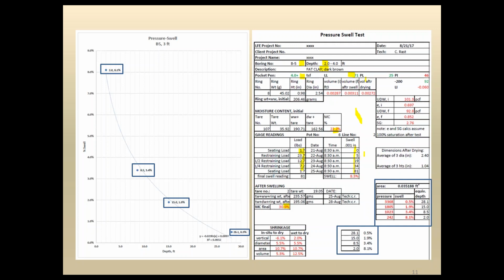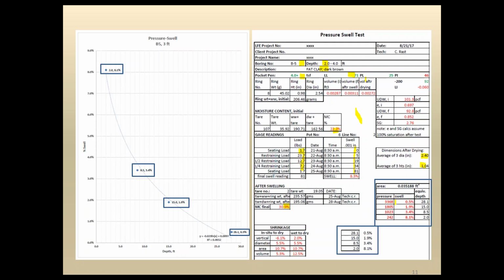Also, at the end of the test, after it has been dried, we measure the diameter, taking an average of 3 areas, and those are shown here. And we also take an average of 3 heights of the sample as well. And we'll talk a bit more about that a little later on.